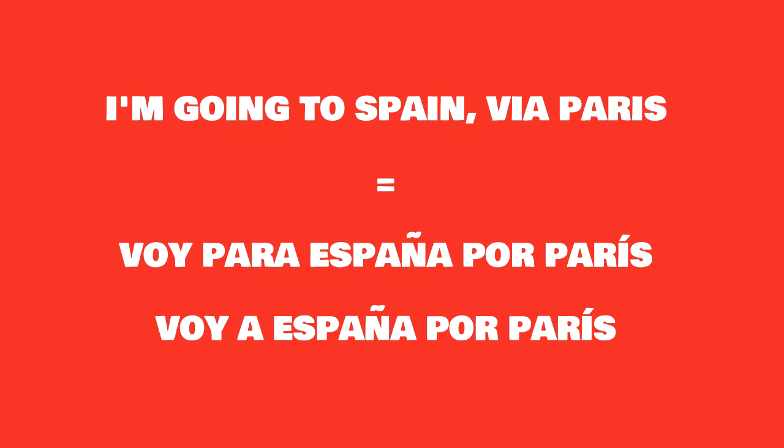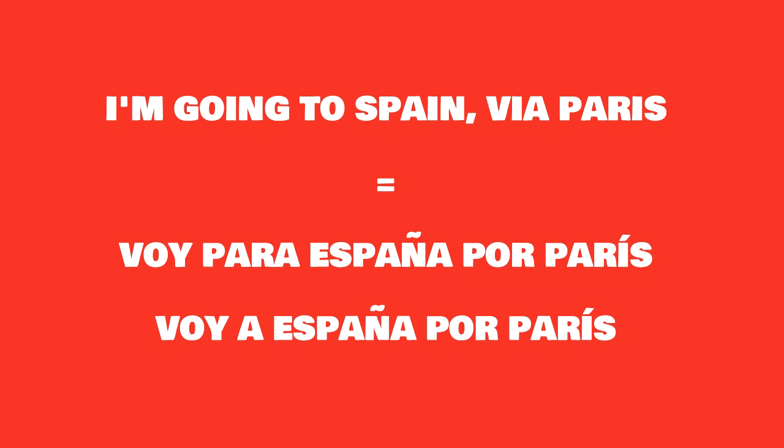Through usually implies a path of some kind. A path is between two things. Por is the go-between. If that's not perfectly clear, I think when you see por and para used in the same sentence, it will be. This is when it really hit me. I'm going to Spain via Paris. Voy para España por París.